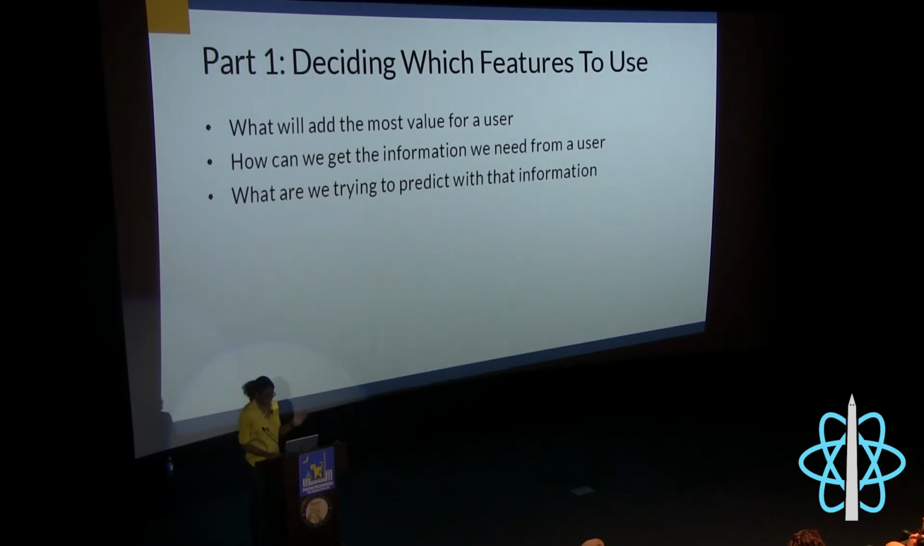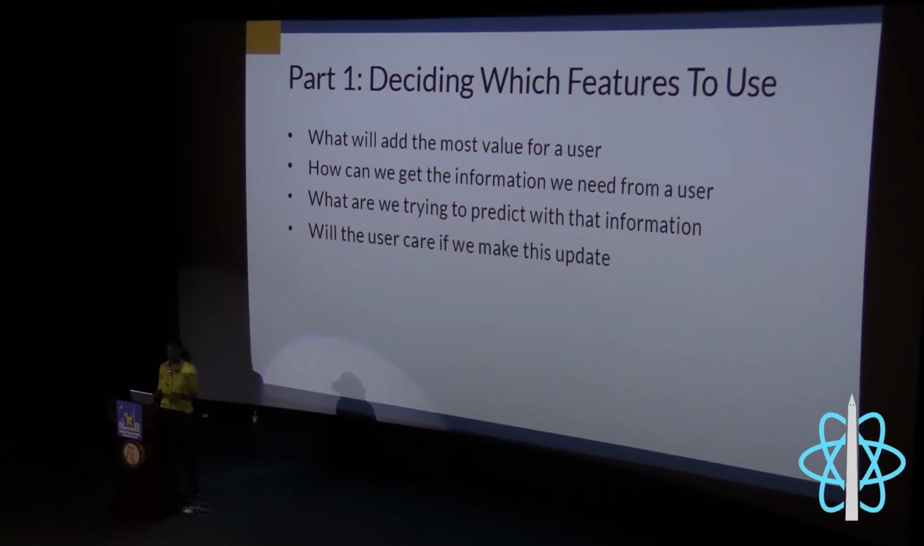That's the main thing you need to know too. And a big one: will the user care if we actually make this update? I'm sure you guys have worked on features and bugs that, well, nobody cared about. So you don't want to spend the time, the money, and just the manpower to make this crazy machine learning algorithm and get it super performant and all this other stuff if nobody's going to care, right? So this is how you choose features.